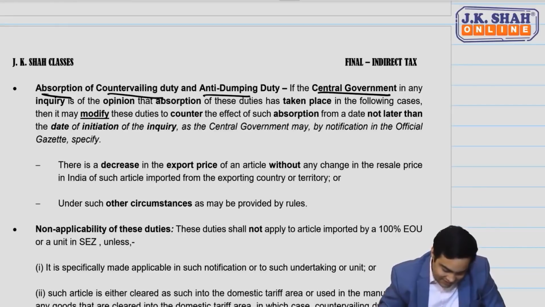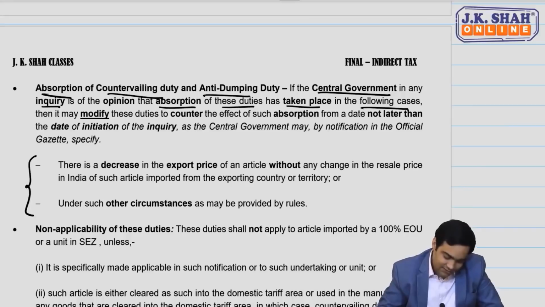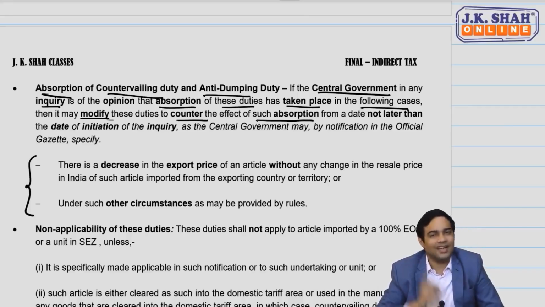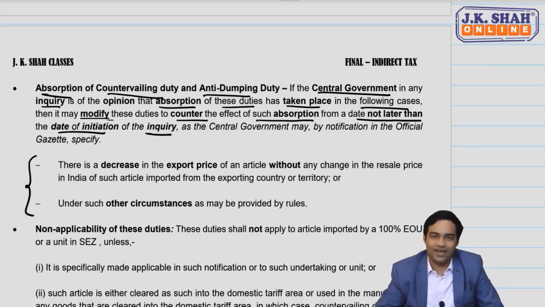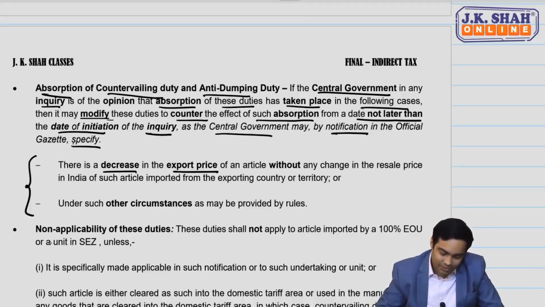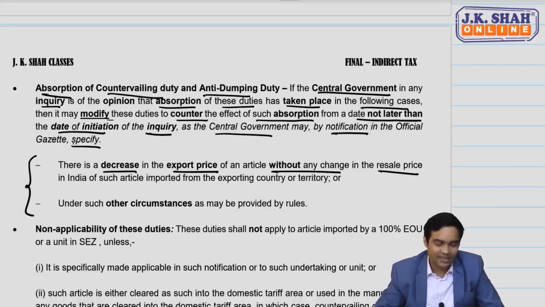If the central government is of the opinion in an inquiry that absorption of these duties has taken place in the following cases, we'll see what the following cases are, then it may modify these duties to counter the effect of such absorption. The exporter has reduced the prices further, so we will also increase anti-dumping duty from a date not later than the date of initiation of inquiry, when the government starts this inquiry, as the central government by notification may specify. There is a decrease in export prices without any change in resale prices in India. He has only reduced it, or such other circumstance as may be provided in the rules.